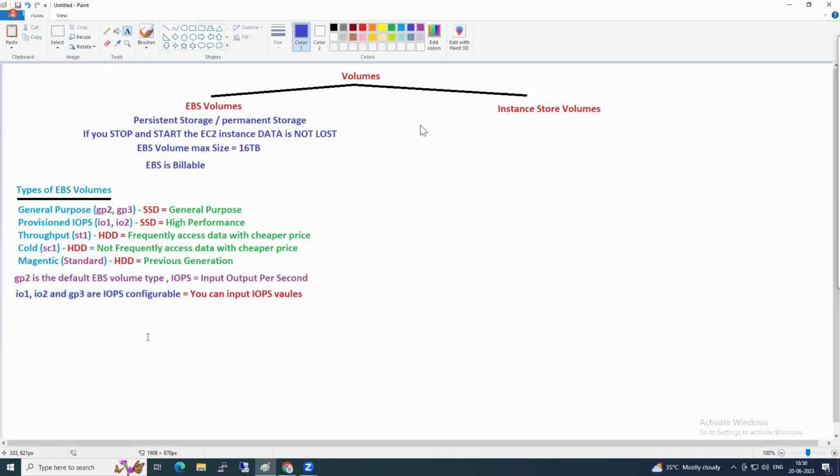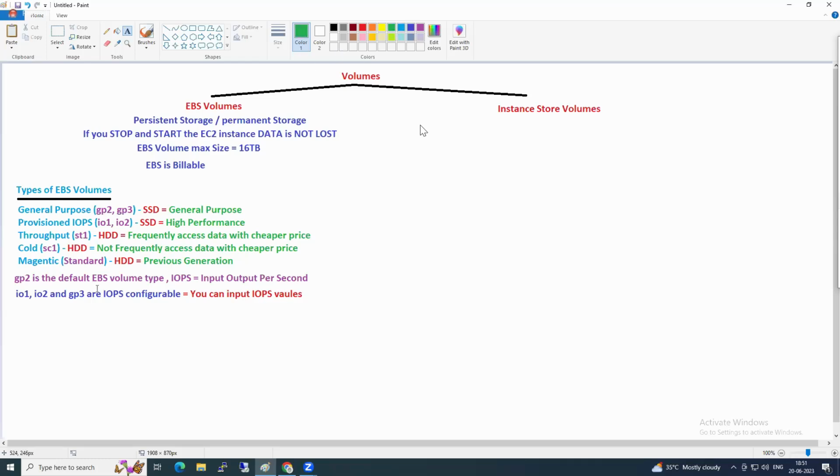You understood what IOPS is? So there are a few volumes where you need to specifically mention how much IOPS you need. For GP2, will you mention IOPS? No. For ST1, do you mention IOPS? No. For IO1 and IO2? Yes. For GP3? Yes. Understood? So GP3 is available as IOPS configurable.